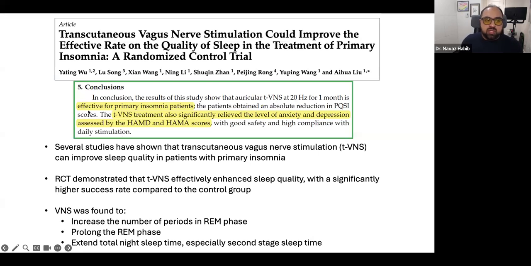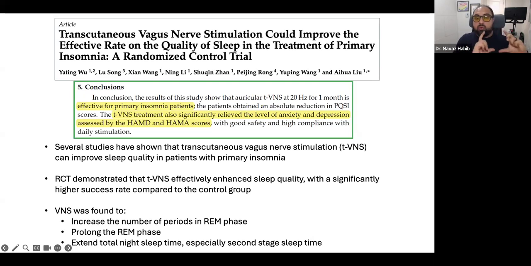This was really great because it showed that VNS was effective for primary insomnia patients, and that treatment had also significantly relieved the level of anxiety and depression assessed by HAMD and HAMA scores. So there are several studies that have shown that VNS can improve sleep quality in patients with primary insomnia. And there's an RCT demonstrating that VNS effectively enhanced sleep quality with a significantly higher success rate compared to the control group. VNS was found to increase the number of periods in the REM phase, prolong the REM phase, and extend total night sleep, especially the second stage sleep time.